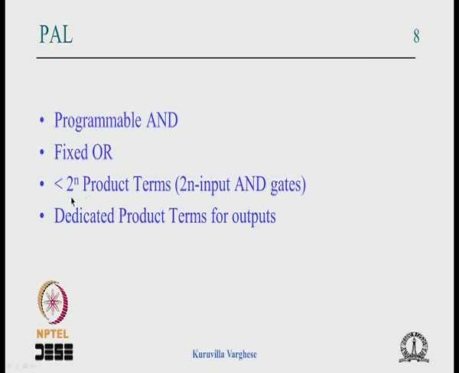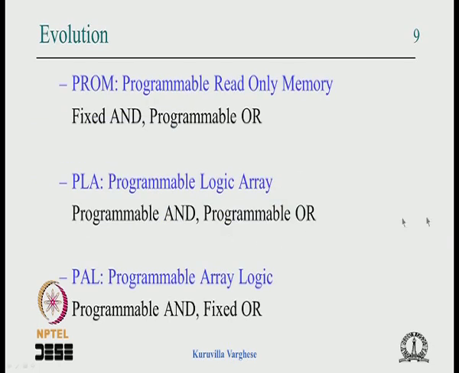So here, for an n input you have less than 2 raised to n product terms. Each AND gate of the product term has 2n inputs. To be able to program any min term or product term, you have a dedicated product term for an output, and for a particular output the product terms are fixed. Okay, that is the architecture of the PAL. So this is the evolution.